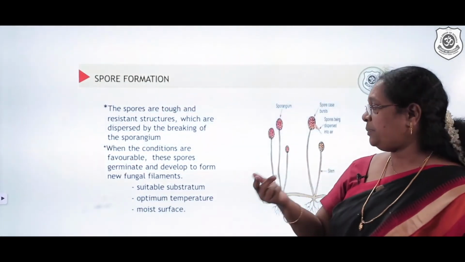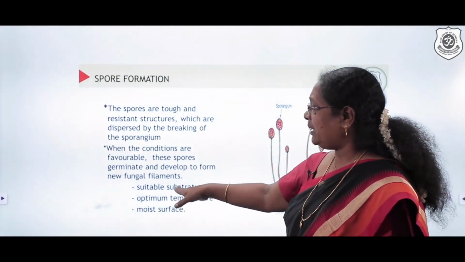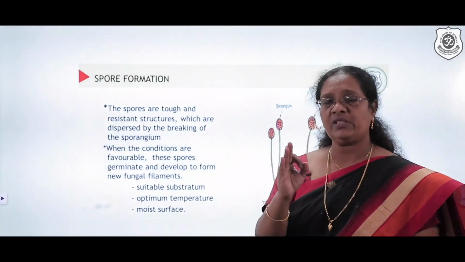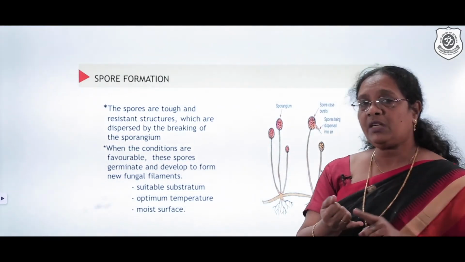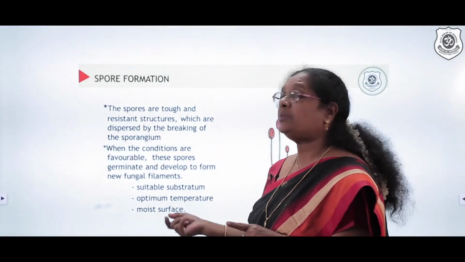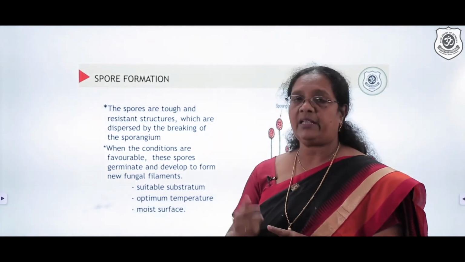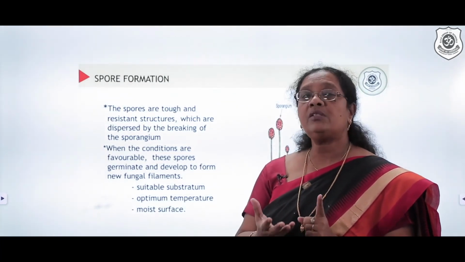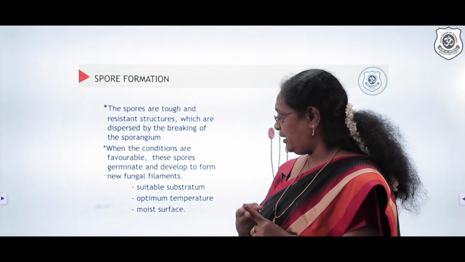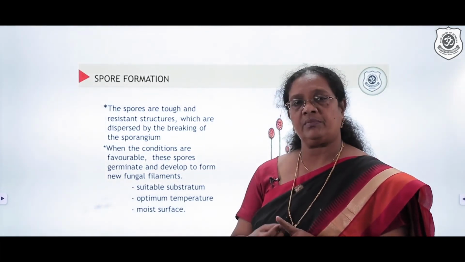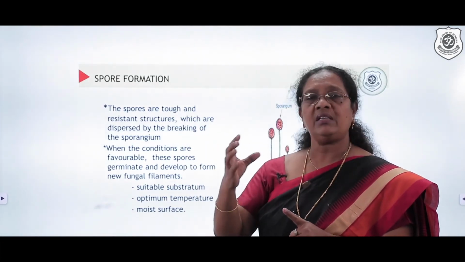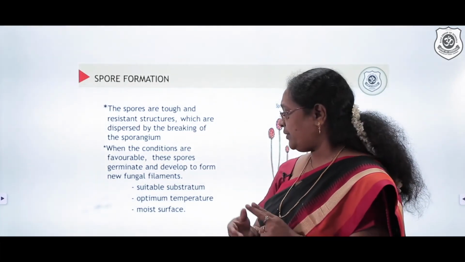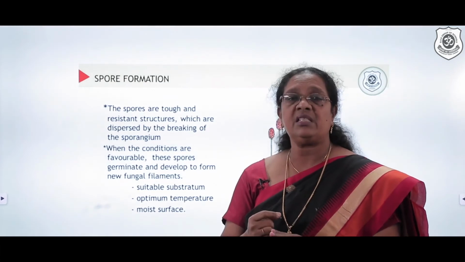What exactly happens? They need 3 important conditions to multiply more. The first is a suitable substratum, like bread. Bread forms a suitable substratum. Second, there should be an optimum temperature. It should not be extremely cold or extremely high; the right amount of temperature is needed. Third, it definitely needs a moist surface.